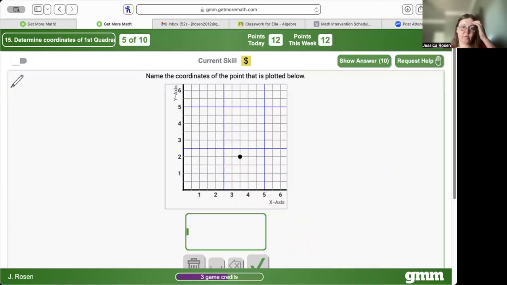Okay. So this one here, it's between 3 and 4. We talked about that last time. Well, halfway between 3 and 4 is 3.5. And then 2. So I hope this helps.